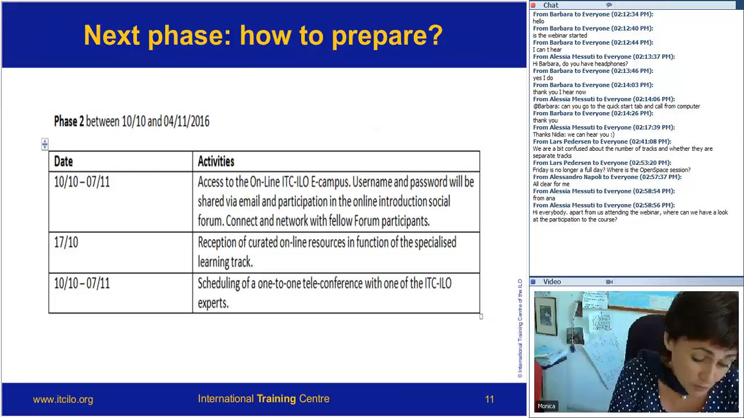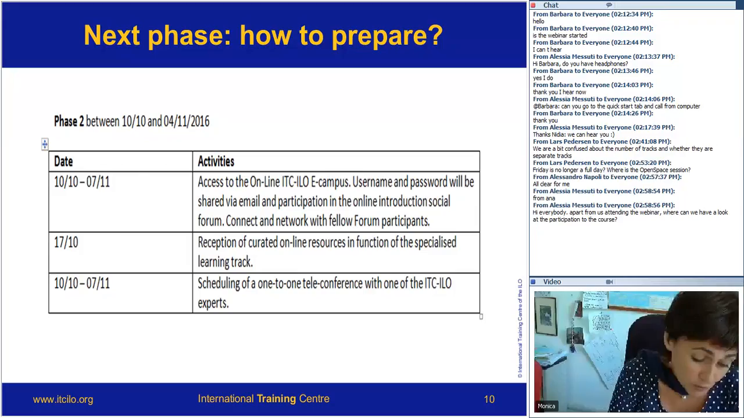So, the idea of this individual coaching, and that will happen in terms of dates from 10 October onwards, you will have access to that. On the 17th of October, you will have a very clear-cut package with online resources that we have selected for you, not only in function of the track, but also in function of your interests and needs. And then also from the 10th, we try, if needed, to schedule maybe some one-to-one teleconference.